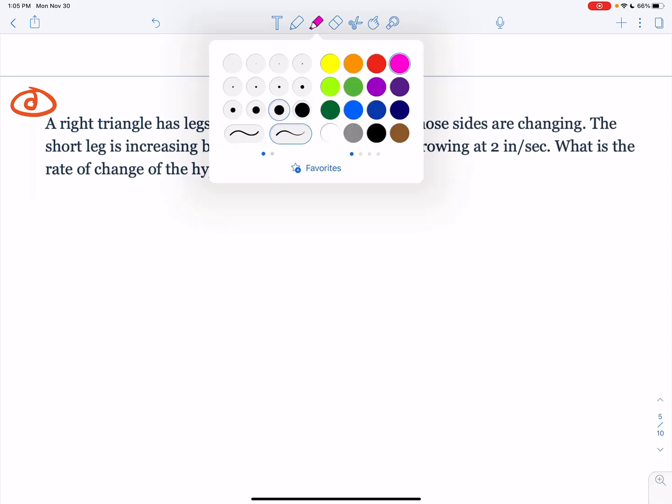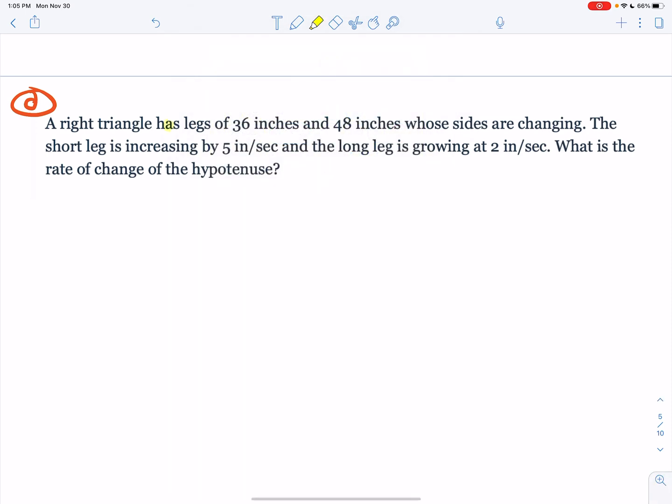Okay, so we have a right triangle that has legs of 36 inches and 48 inches. Again, the sides are changing in size, right? The short leg is increasing by 5 inches per second. The long leg is growing at 2 inches per second. And the big question here is, what is the rate of change of the hypotenuse?